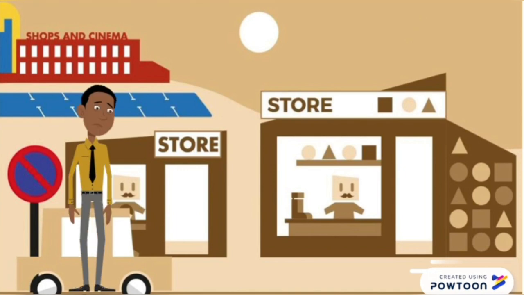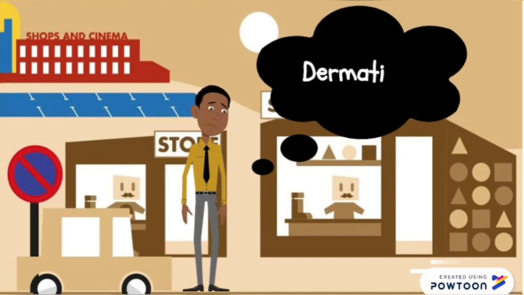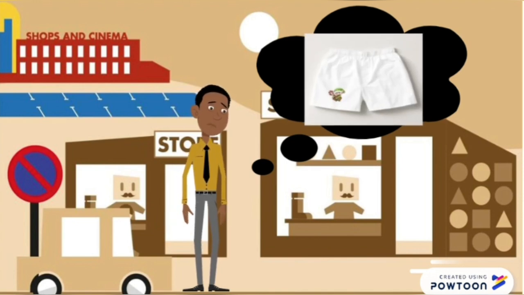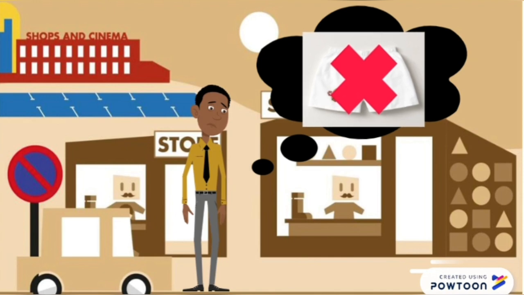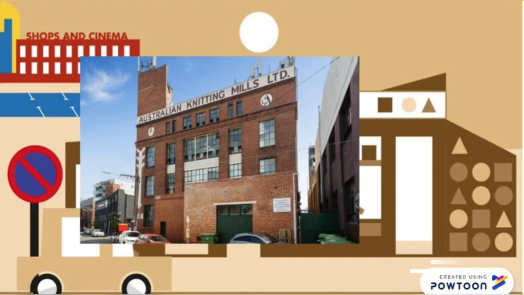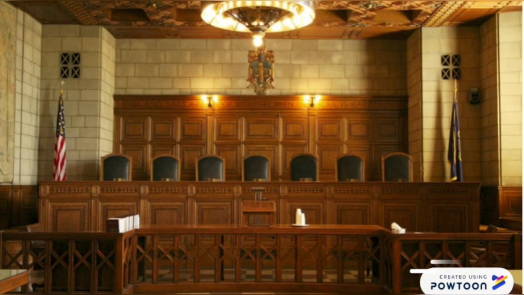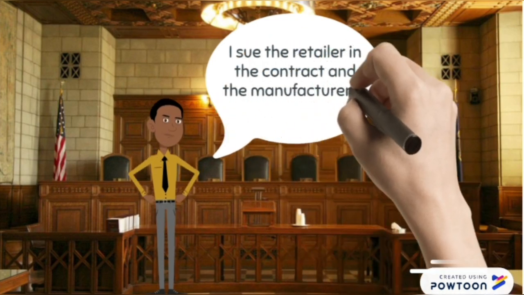Later on, Dr. Grant found out that he had contracted dermatitis. The undergarment was in a defective condition owing to the presence of an excess of sulfite. It was found out that the manufacturer had negligently left it in during the process of manufacture. In this case, the buyer sued the retailer in contract and the manufacturer in tort.